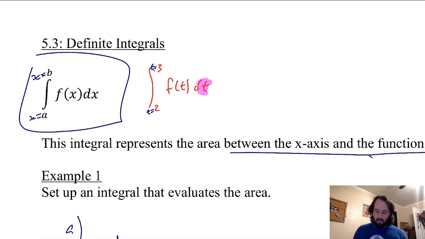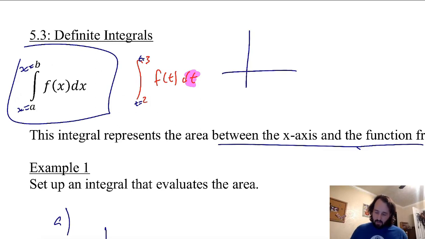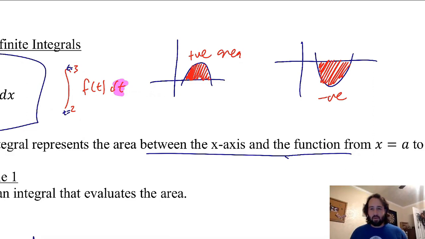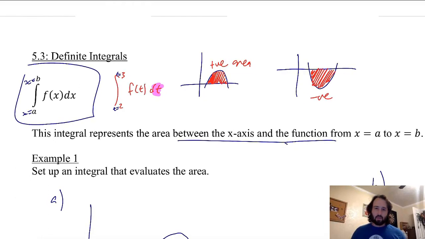Okay, but that represents the area between the x-axis and the function. Whether it's a positive area or a negative area, it's the area between the x-axis and the function itself. If I have an area above the x-axis, so if I'm talking about this area right here, that is a positive area. If I'm talking about an area below the x-axis, so an area right here, this is a negative area. So positives and negatives are still going to come into play with this stuff. We'll see how those affect our graph as we look at the applications of these as well.